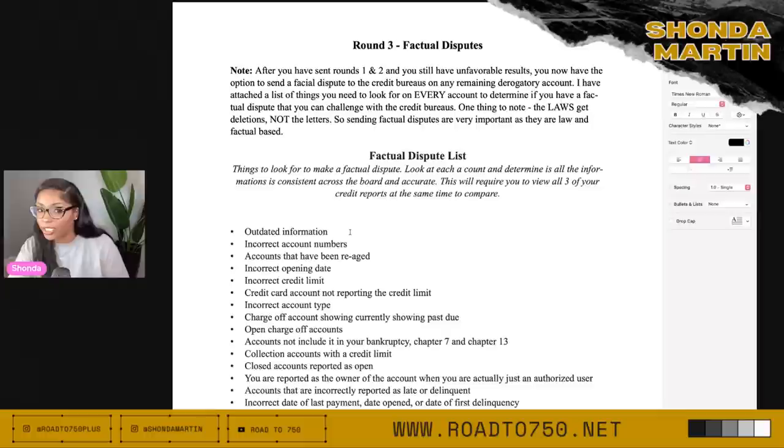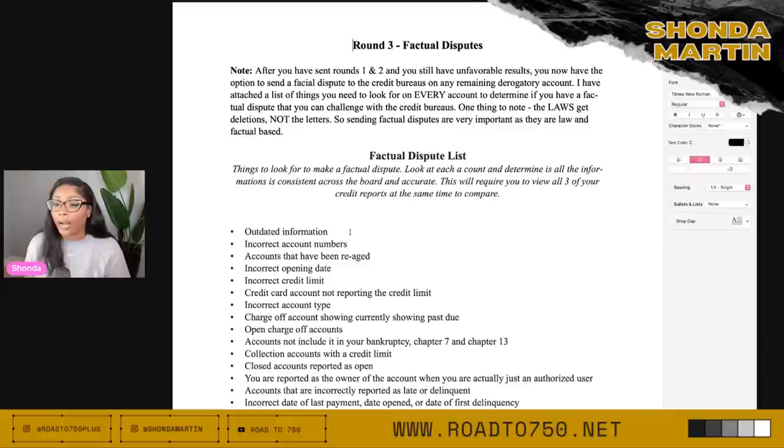Credit Karma screenshots are not accepted in credit bureau disputes. They don't care what Credit Karma is reporting. Credit Karma is your VantageScore, and also most credit monitoring apps use your VantageScore. So the credit bureaus don't care about that, because the credit bureaus go off your FICO scores. So that can't be considered a factual dispute. You need your real credit report. It has more information. More information means that there are more opportunities for you to dispute, right?